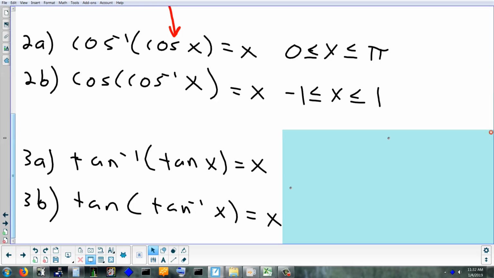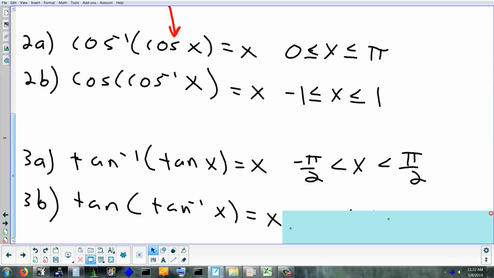Negative pi over 2 to pi over 2, including or not including? Not including. So negative pi over 2 to pi over 2, not including. And now the A version of the formula, that's pretty much the one you do when you're solving triangles. The inverse is on the outside, regular is on the inside. The B version of the formula, we're going to talk more about that in part 2 of this lesson.